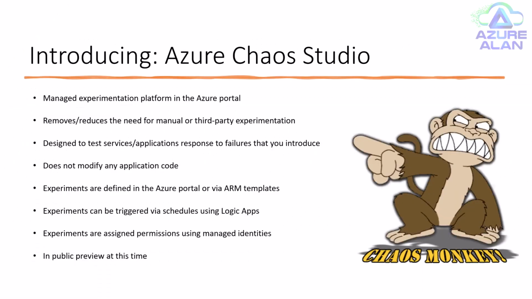So let's talk about Azure Chaos Studio. This is a managed experimentation platform that Microsoft developed in the Azure portal. It's there to remove or reduce the need for manual or third-party experimentation. So you may have third-party tools that you use for this kind of thing already, or possibly you're doing a lot of this work manually. The whole purpose of Azure Chaos Studio is to take that manual effort away and create these experiments and then run them as you need to.